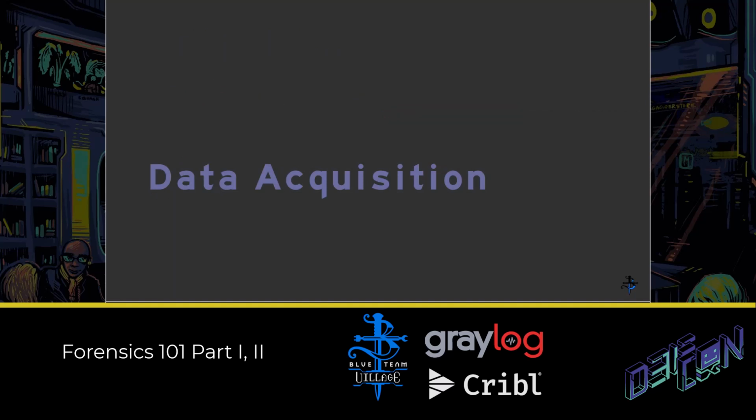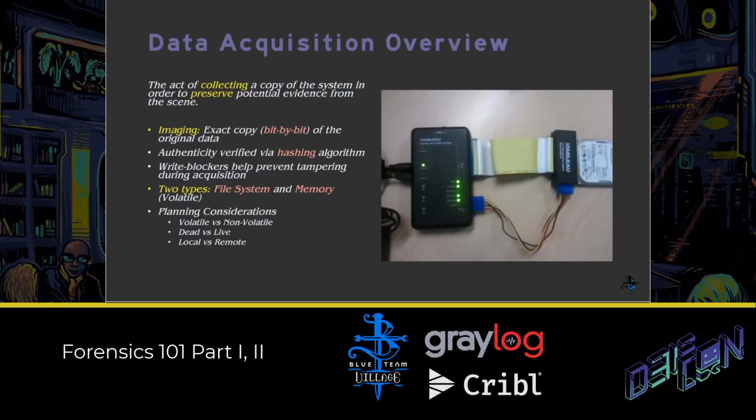So data acquisition. Why is data acquisition important? Data acquisition is collecting a copy to preserve evidence. You need to collect to be able to examine it, and to do that, it's generally done by imaging, which is generally bit by bit. And you can authenticate it with hashing, making sure that the copy you took matches the data that you took it from.